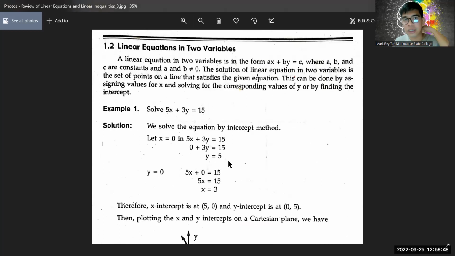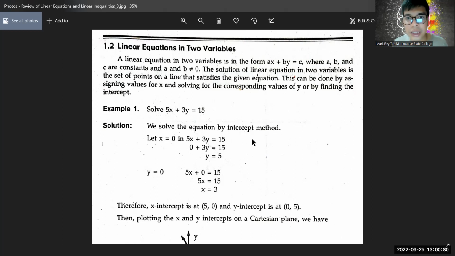So our next discussion is linear equations in two variables. Allow me to read this. Linear equation in two variables is in the form ax plus by equals c, where a, b, and c are constants, and a and b should not be equal to 0. The solution of linear equation in two variables is the set of points on a line that satisfies the given equation. This can be done by assigning values for x and solving the corresponding values of y, or by finding the intercept. So, class, paki-take note dito itong tinatawag nating intercept method.